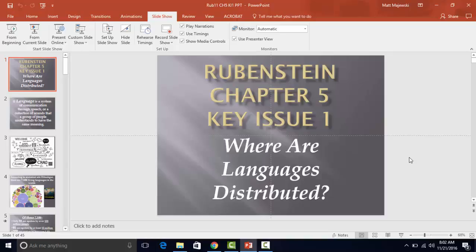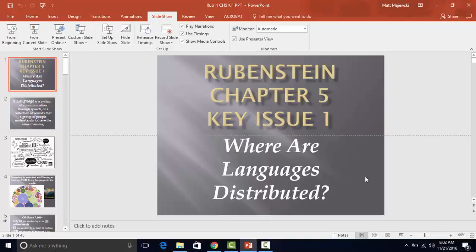Language is an important unit in this culture unit, and it is something that we need to focus on, although we can't spend as much time as we'd like. It's an interesting topic. It's an interesting chapter, and this is again going to correspond to Chapter 5, Key Issue 1, and the learning guide that you're doing over the Thanksgiving break. So let's go ahead and get started.